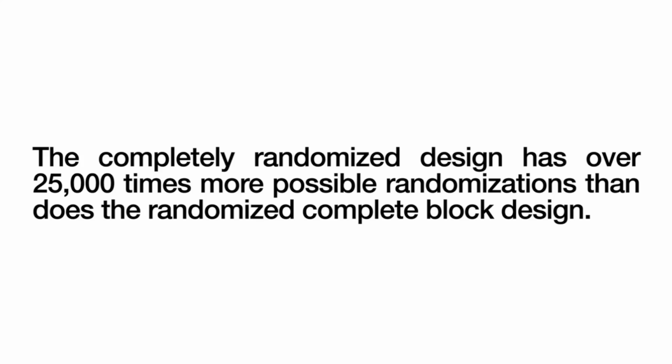Now, if we were to compare the number of randomizations under the two types of designs, we see that the completely randomized design has over 25,000 times more possible randomizations than does the randomized complete block design. Now, that's not additive. I'm not saying 25 times plus. I'm saying 25,000 times. So it's a much larger number of possible randomizations for the completely randomized design than for the randomized complete block design.